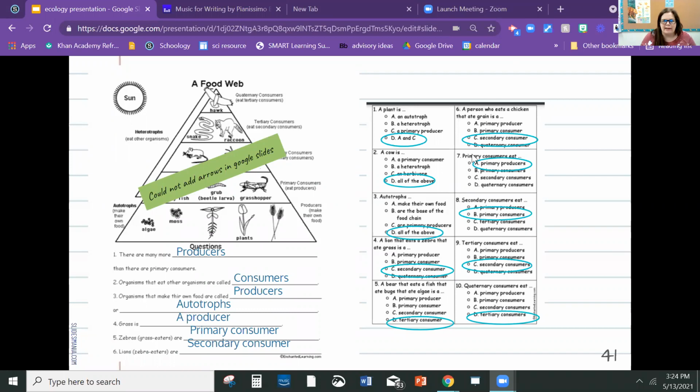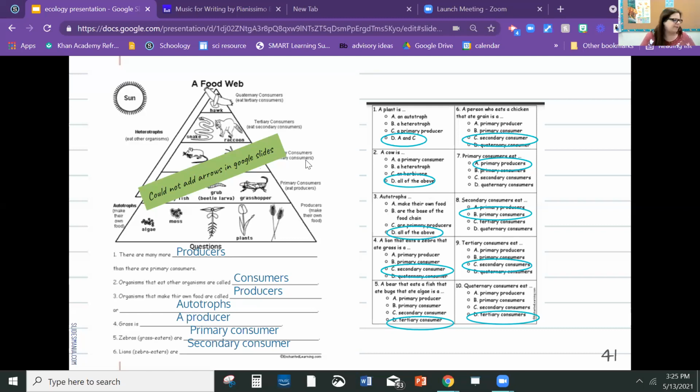Over on the right-hand side of your document, you've got some multiple choice questions. I don't like where they wrote primary producer, so I would maybe cross those out as you're going through this. I said a plant is A and C, an autotroph and a producer. We can use those words interchangeably. A cow is a consumer, a primary consumer, a heterotroph, and an herbivore. Autotrophs, number 3, is D: make their own food, are the base of the food chain, are producers.